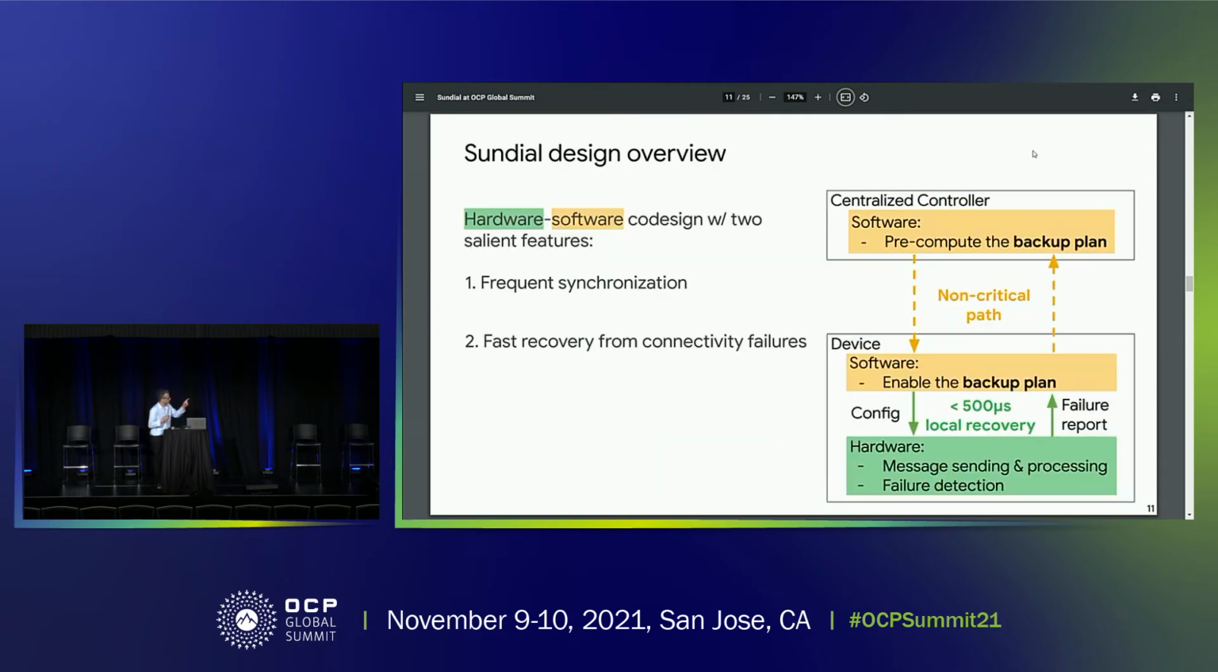Next slide, please. Yeah, this one. So we designed Sundial to enhance PTP with fault tolerance based on hardware-software co-design, so it can provide the two key features that I mentioned before. In hardware, we build in the message sending and processing, and also the failure detection. So all the synchronization operations can be done in hardware, and we can do that very frequently. After the hardware reports a failure, it reports to the software that is local in the device. And the software will immediately enable a backup plan by reconfiguring the hardware to resume the synchronization. The whole process is very fast because it's local in the device, so it can recover from connectivity failures very fast. The backup plan is pre-computed by the controller, which is remote, so it may take a longer time. But it's not a problem because it's not on the critical path.